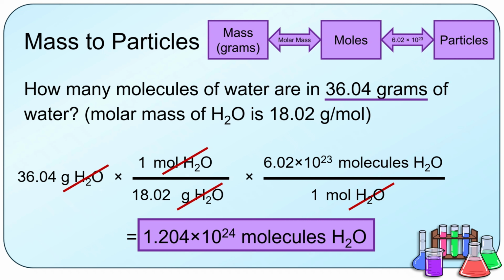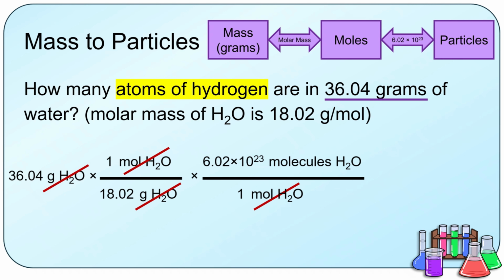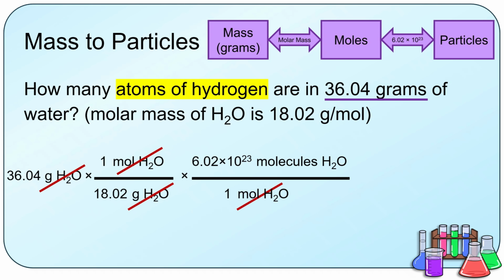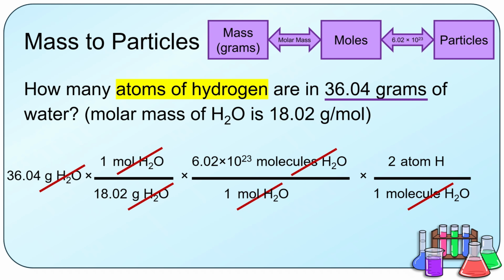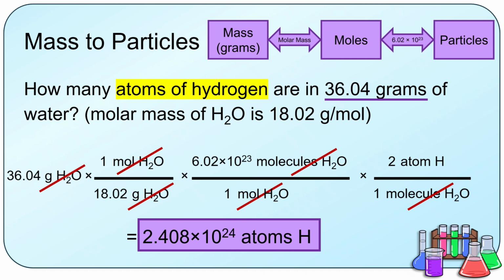What if this problem didn't say molecules of water? What if it said atoms of hydrogen? In that case, we'll just tag on one more step to our problem. Let me move our original conversion to the side. We ended with moles of water, so we can add one more step to our conversion. We can write molecules of water on the bottom and find atoms of hydrogen on the top. The relationship between atoms of hydrogen and molecules of water is that there are 2 hydrogens per molecule of water. Here's my answer.